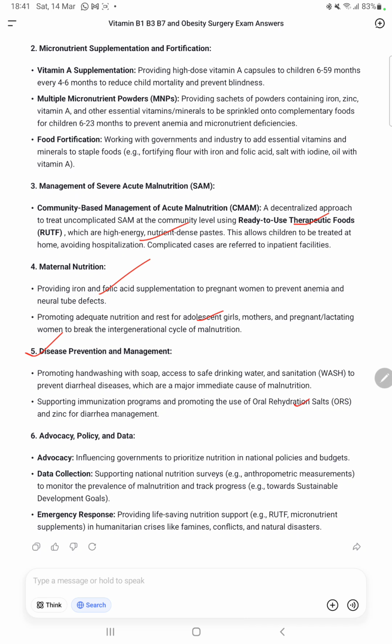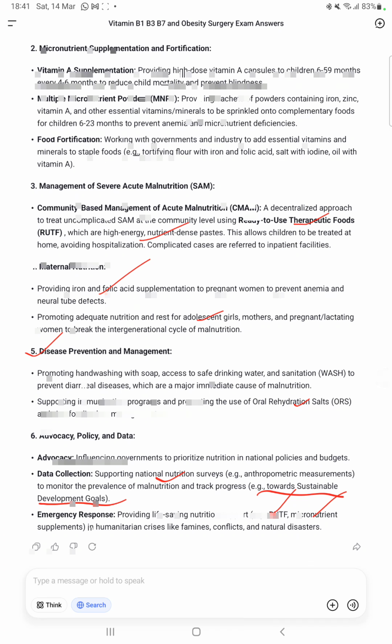Advocacy, policy and data, that is supporting the national nutritional surveys. Anthropometric measurement should be taken. Sustainable development goals should be fulfilled, and emergency response in the form of ready-to-use therapeutic foods and micronutrient supplements in humanitarian crises like conflicts, wars, natural disasters, famines.